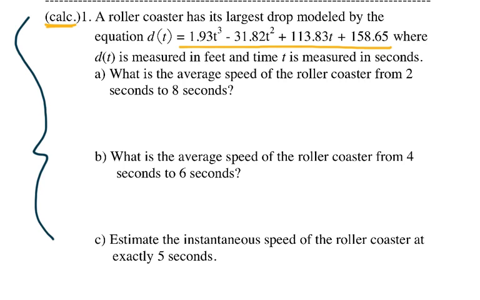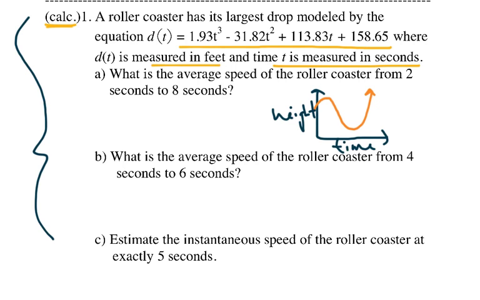Now, number 1 says, a roller coaster has its largest drop modeled by the equation d of t equals 1.93 t cubed, and then that equation goes on, where d of t is measured in feet and time is measured in seconds. So d of t is measuring the distance that you've traveled over a certain amount of time. A says, what is the average speed of the roller coaster from 2 seconds to 8 seconds?